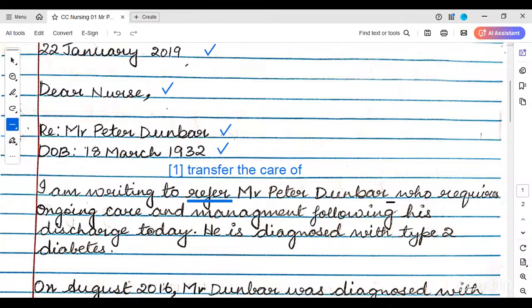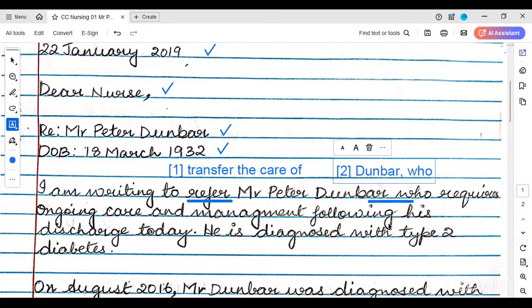Mr. Peter Dunbar here. And here there should be punctuation. Dunbar, comma, who? The comma is missing here. So you have to be very careful. Mr. Peter Dunbar, comma, who requires ongoing care and management.